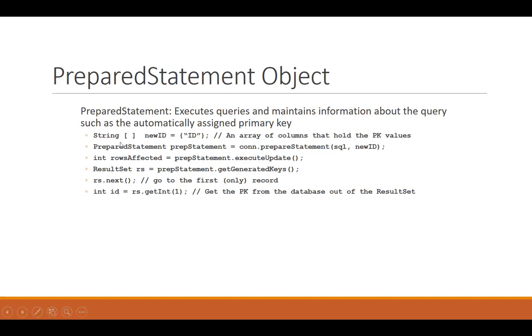Here in this case, we create a String array called newID, and it's going to look for the ID field. It's an array of columns that hold the primary key. Now that would assume that the table you're working with has a primary key of a field called ID. So you'd want to replace this with whatever your primary key would be. Here we create an instance of a PreparedStatement, and that's going to be connection.prepareStatement. But notice here we say we're going to pass it a string called SQL, and then we're also passing it that array of newIDs.